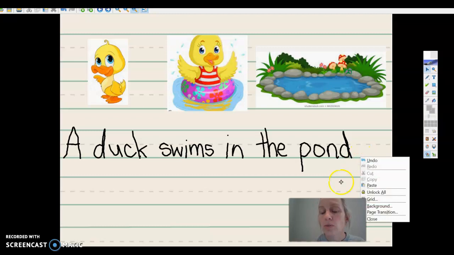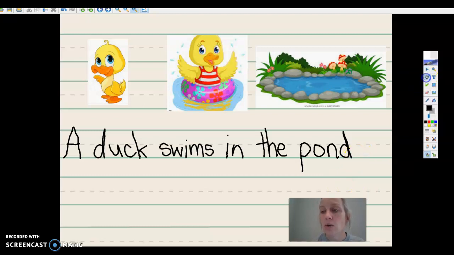You are going to also make sure that you have checked your sentence, capital at the beginning for capital A. Make sure there's a finger space between every word. Make sure we do have all 6 words that we wanted. A duck swims in the pond. I always go back and check and read my sentence again to make sure it makes sense. And then there's a period at the end of your sentence.